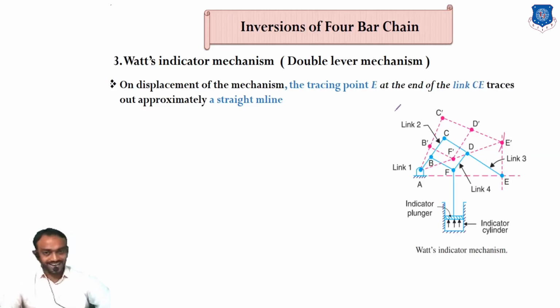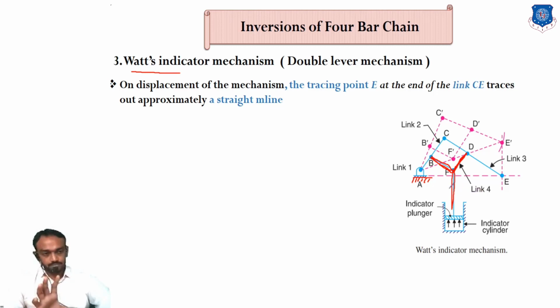Our third and last mechanism is the Watt's indicator. In this you can see link number 1 is a fixed frame. Frame is always link number 1. Link number 2 is here, link number 3 is C, and link number 4 is this total Y. So these 4 links are there, but there is no rotary motion in this mechanism.